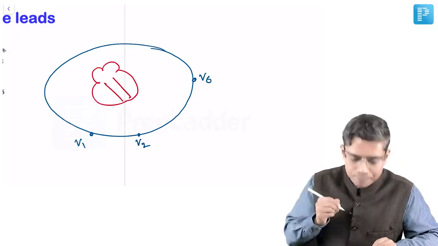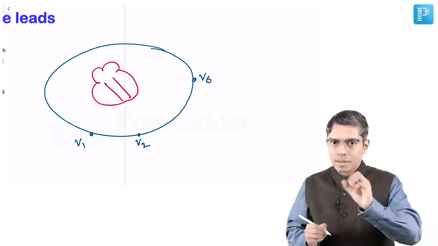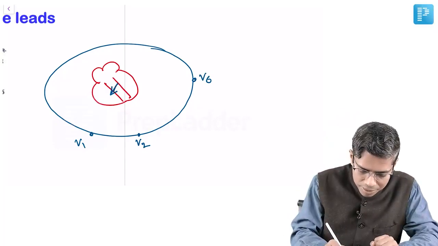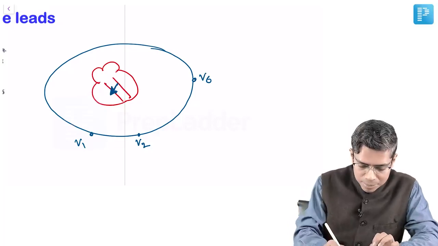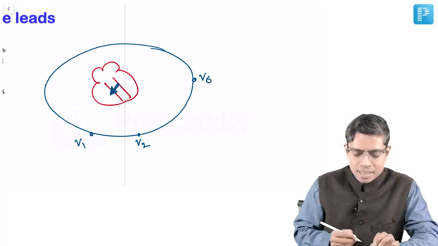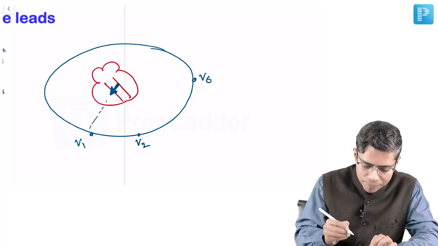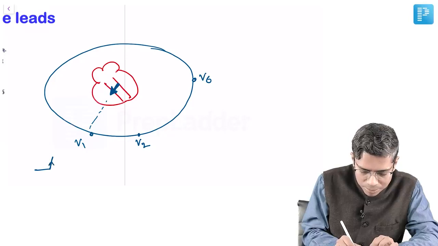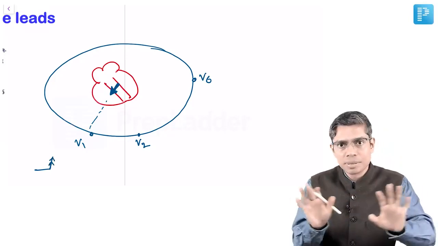So this is my septum. When ventricular depolarization is occurring, the first wave will be the initial vector. If this is the initial vector, it is coming towards V1. So what kind of wave are you going to get in V1? You are going to get a positive wave. So this is not the Q wave.